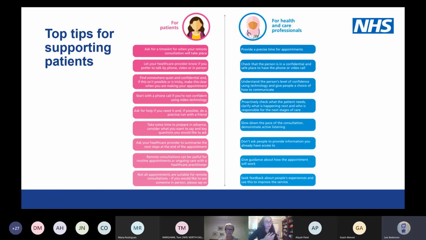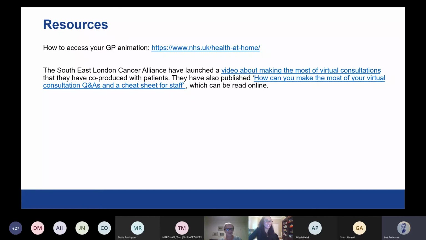Don't ask patients for information you already have. If they've provided an online consultation, then summarise, but don't necessarily ask them all the same questions. Again, proactively check what the patient needs and clarify what's going to happen next and who's responsible for the next stages of care, so they've got a very clear plan in their head of what happens next. And feedback, seeking feedback about people's experiences is really important, because that's how we learn. I'll stop there because there's a lot in this.